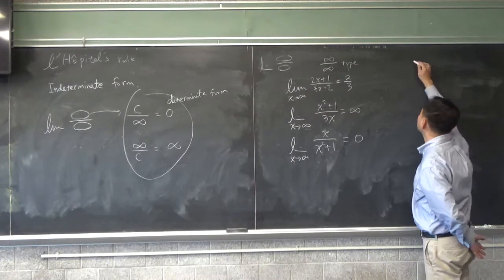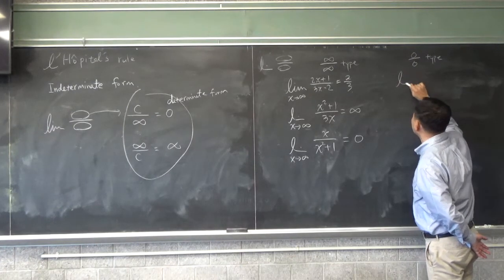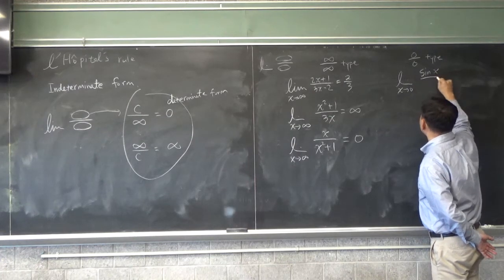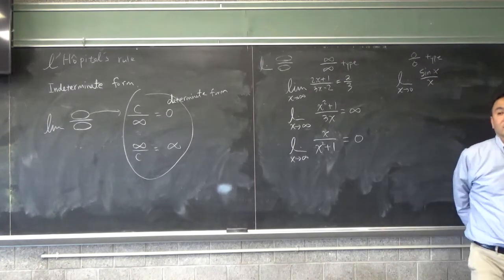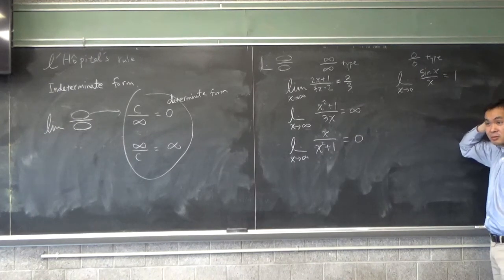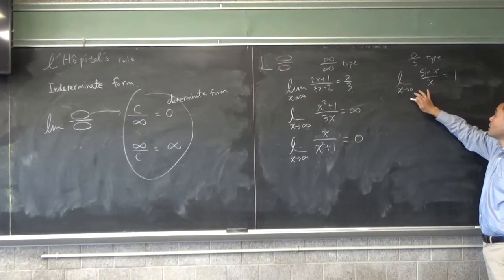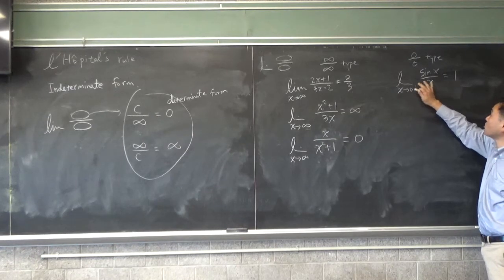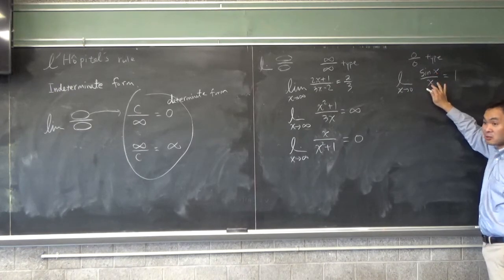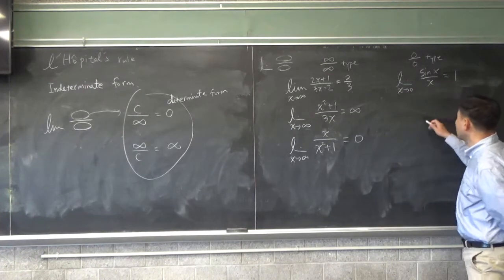Here's another example. 0 over 0 type. So I wonder if you remember this. What's the limit of sine x over x as x goes to 0? It's 1. That's something that you learned in Calculus 1, right? And this is indeed 0 over 0 type, because when you plug in 0 on top, it's sine of 0, which is 0. And when 0 is plugged in here, it's 0. So you do get 0 over 0 type, where this limit will be 1.